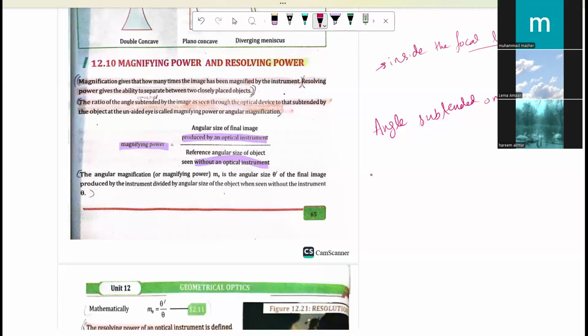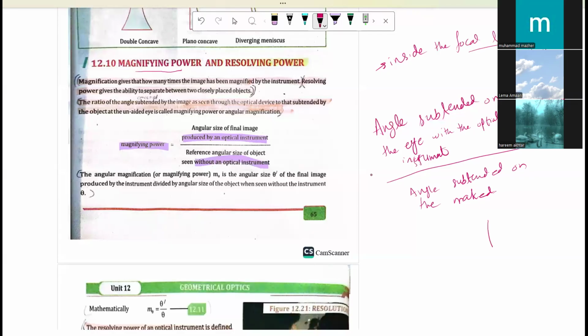So whenever object is placed inside the focal length, the image formed is virtual, enlarged, and on the same side of the object. So whenever we discuss the magnification power, it is basically the angle subtended on the eye with the optical instrument divided by angle subtended without any instrument on the naked eye भी कह सकते हैं or without any instrument.